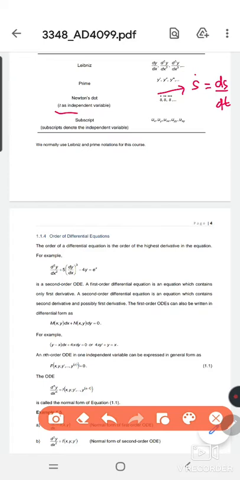Okay, then last one is subscript notation, denote the independent variable. So kat sini, ni subscript notation, maknanya dia bentuk dia u, and then dia letak x subscript dekat bawah, u_x, u_y, u_xx, u_yy, u_xy. Okay, so we normally use Leibniz and prime notation for this course. So yang ni lah biasanya kita akan guna Leibniz and prime notation. Kita jarang guna Newton's dot and subscript notation.